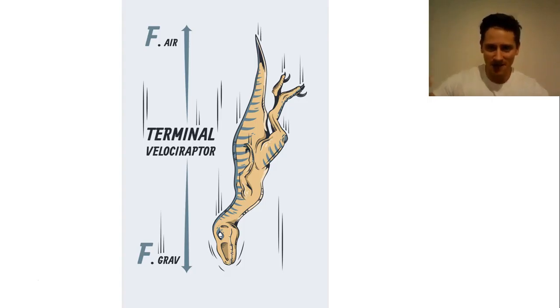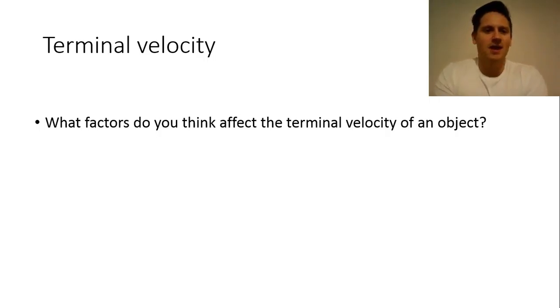It doesn't matter what the object is. Eventually, if it falls far enough, it will reach terminal velocity. So my question to you guys, what factors do you think affect the terminal velocity of an object? What things about the object that's actually falling would affect how fast the maximum speed would be? Because different objects have different values of terminal velocity. In your book, can you please write down as many factors as you can think of? Go for at least 3. If you get more than 5, 6, then you're doing pretty well.